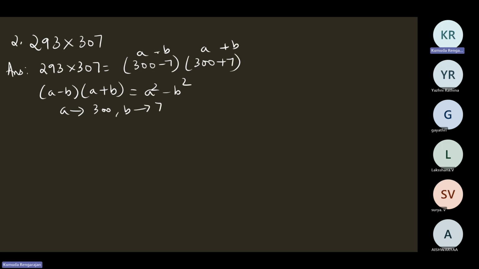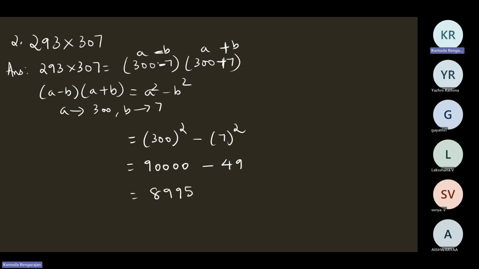Because you can see here, minus B, minus 7. So B is 7. You can see here, plus B, plus 7. So B is 7. So the question is of the form (A minus B) into (A plus B). So the answer is A squared minus B squared. This is A squared, this is B squared. 3 3s are 9, 4 zeros, minus 49, which is 89,951.